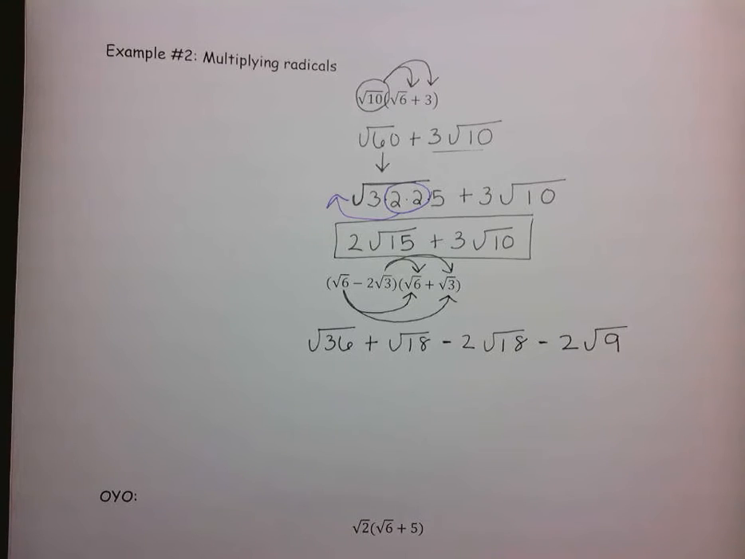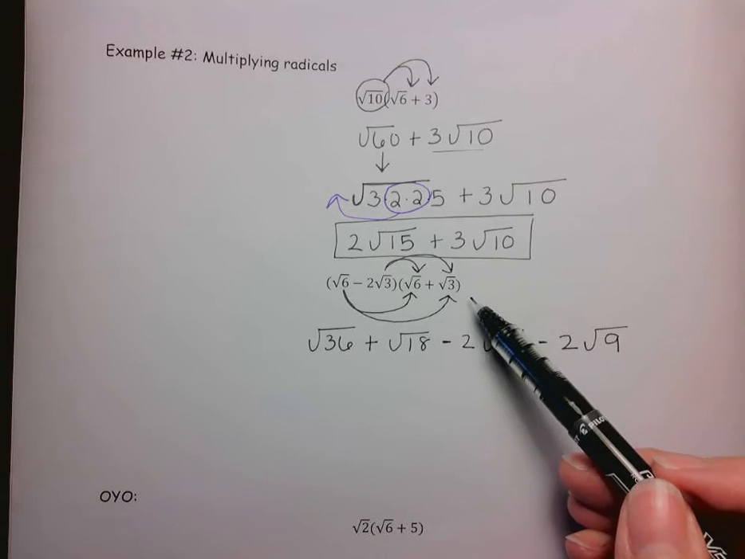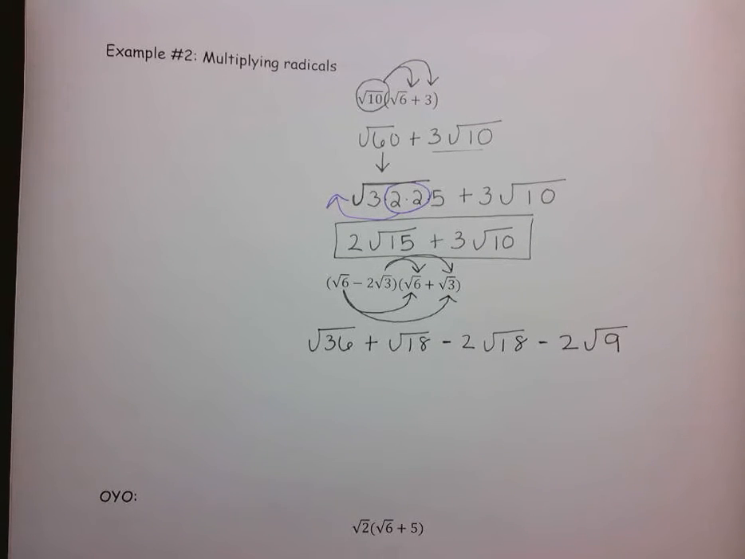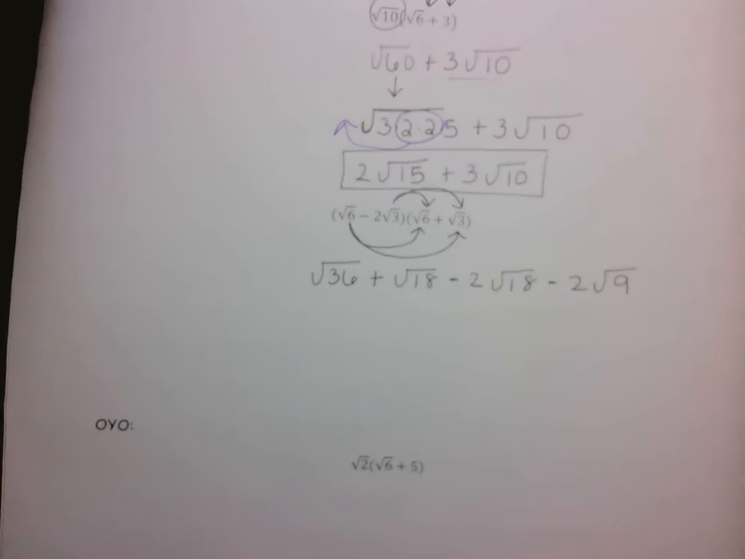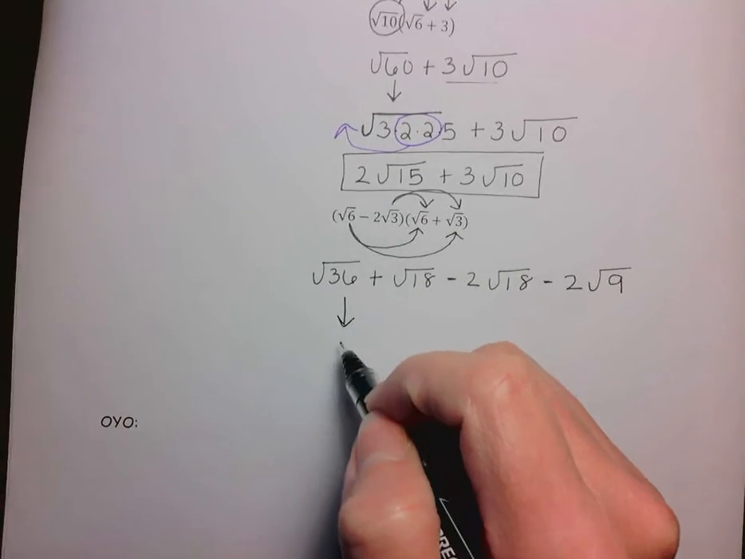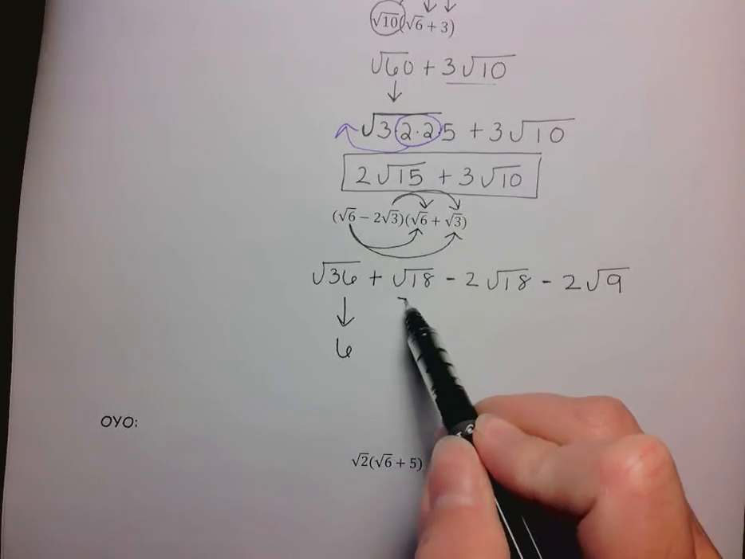So work this out with me and pause the video and make sure that you have the same answer I have after you FOIL. Now I have to ask myself, is there anything I can simplify? Is there anything I can combine? Well, the square root of 36 is 6. And what can I do here?